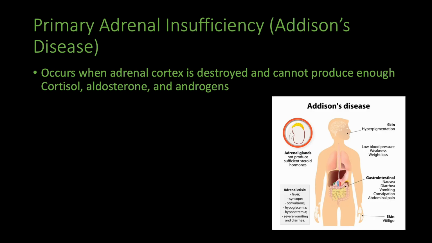Primary adrenal insufficiency is due to Addison's disease, and you can see here cortisol is not being produced enough. It's just not enough steroid hormones. So these are some of the symptoms of them.